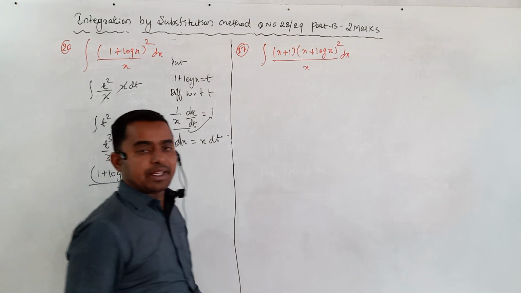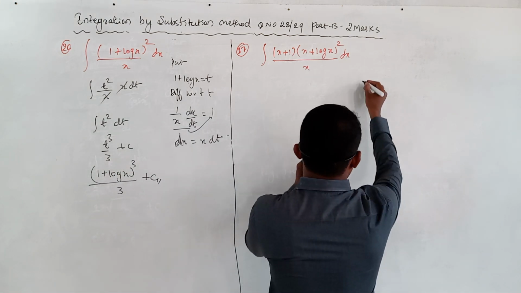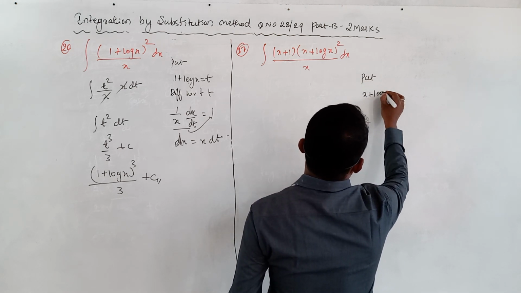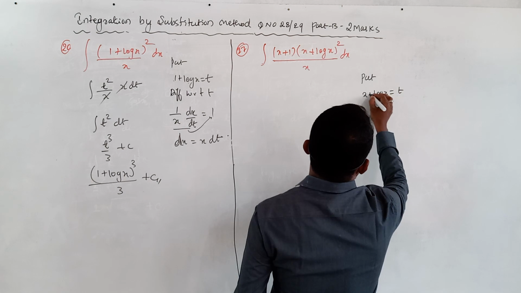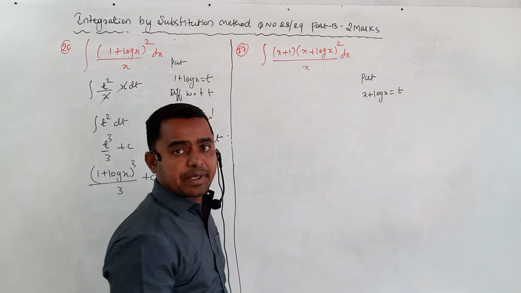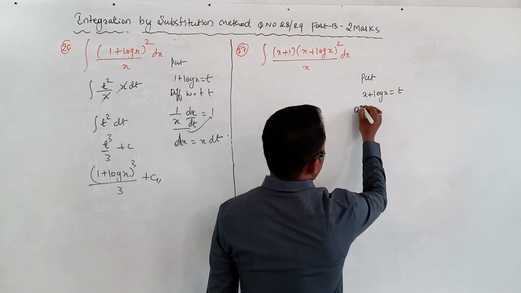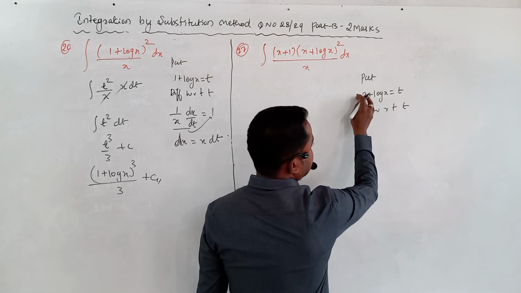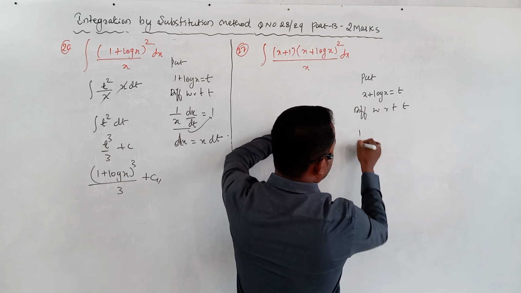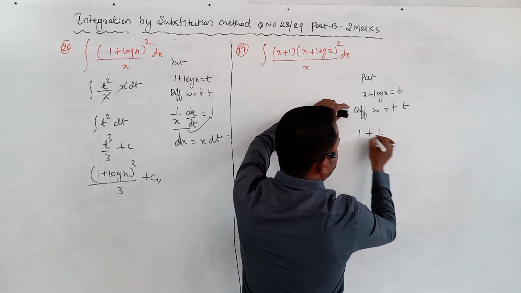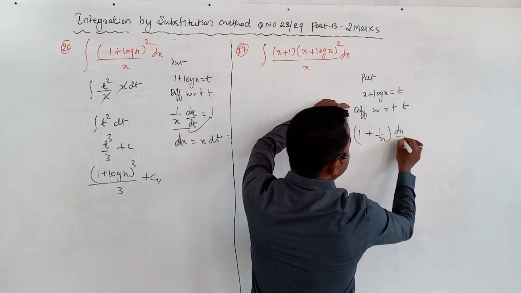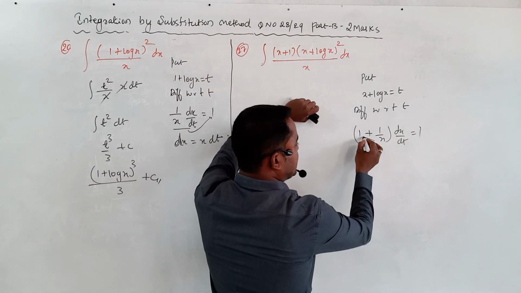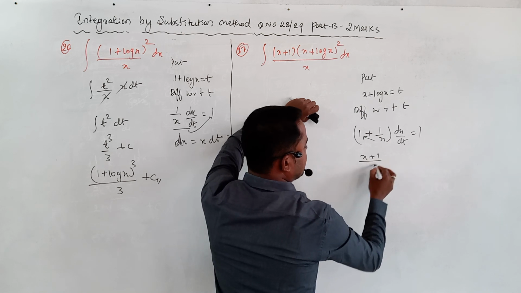Now (x plus log x) whole square. Put x plus log x is equal to t. Differentiate with respect to t. Derivative of x is 1 and of log x is 1 by x, so dx by dt times (1 plus 1 by x) is equal to 1. Now x into 1, x plus 1 divided by x.